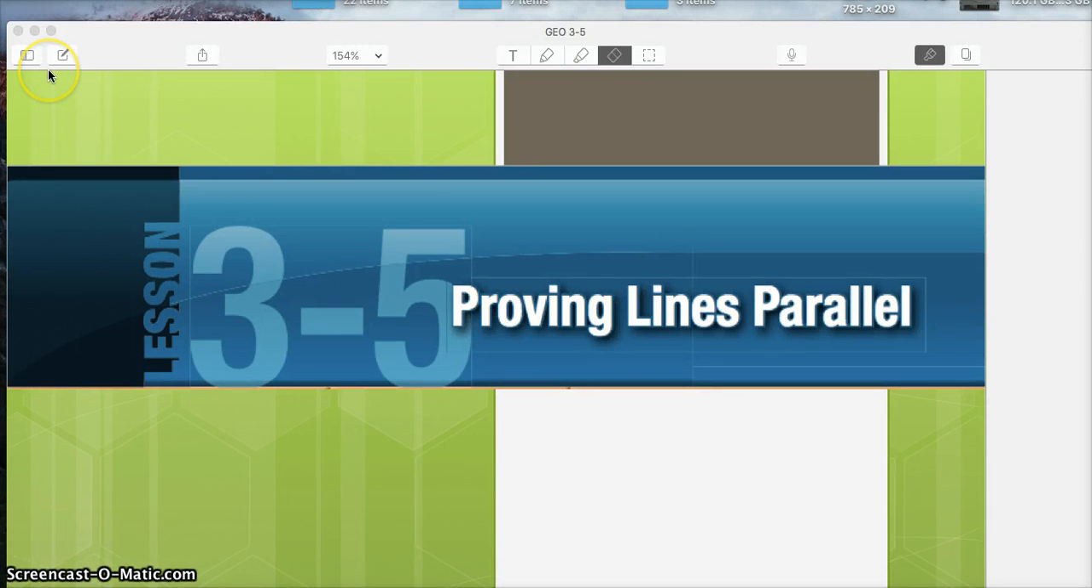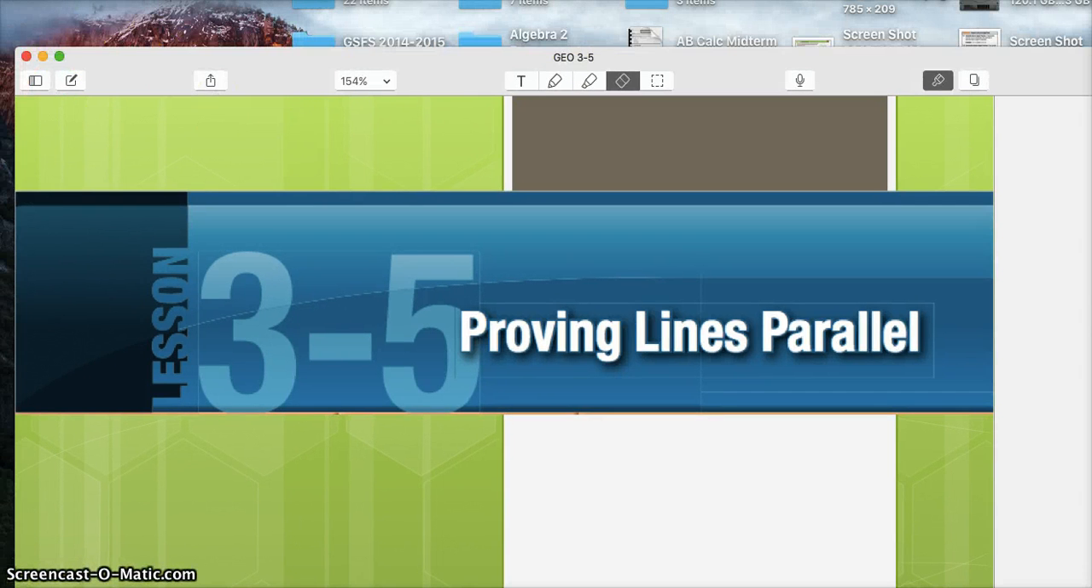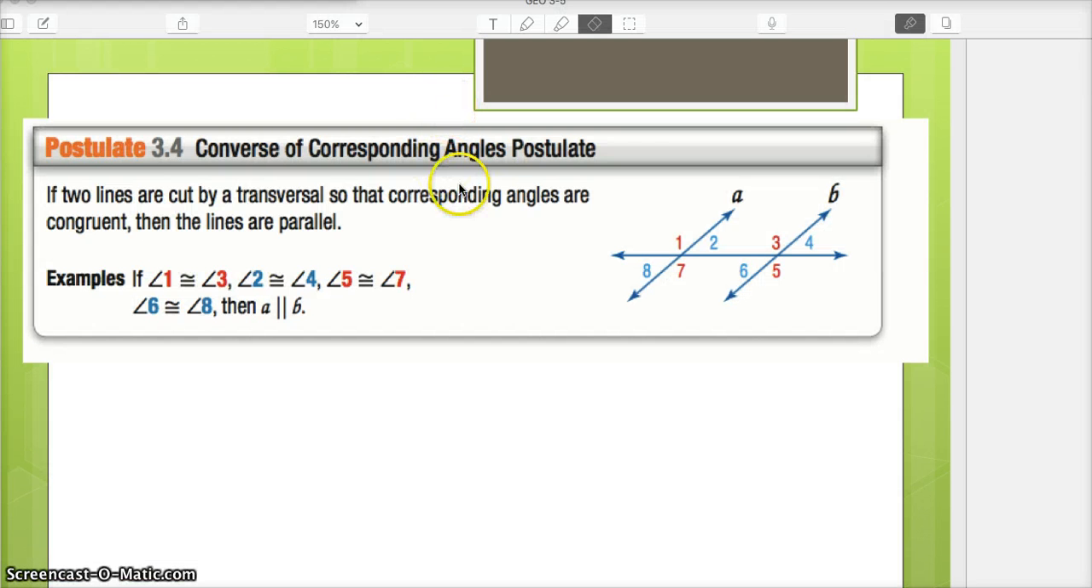Hey geometry friends, here we are in section 3.5, and today we're going to work on proving lines parallel. So we're going to start off this chapter not with some vocabulary, but with some new postulates and some new concepts. So here's the first one, postulate 3.4, converse of the corresponding angle postulate.